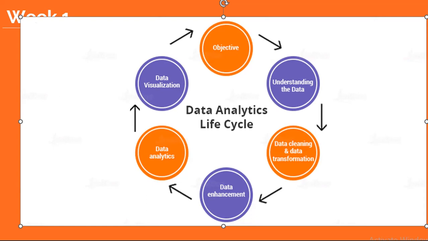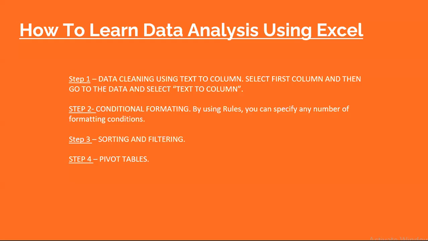Okay. So having said so, how to learn data analytics using Excel? It comes in 4 steps. First, clean the data using text to columns. Select the first column and then go to Data and select text. I'll show you that in the Excel file. Step 2 is to format the data. And step 3 is that the moment you have brought the data and formatted it, you sort and filter the data, and now bring the summary of it.